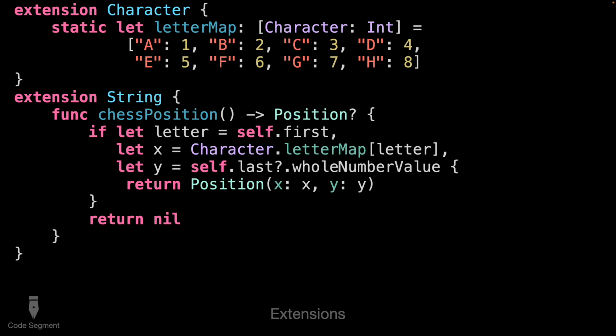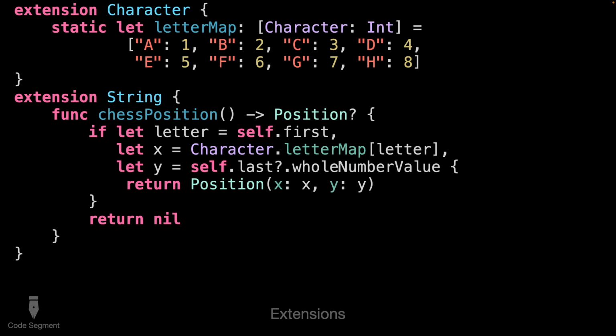So now, let's say we want a situation where we pass a string like A1 or B1 or C2 and so on, the way that you typically talk about positions in chess, right? And we'd like to be able to get a position back. You remember our position struct, it has an x int and a y int as stored properties, right?